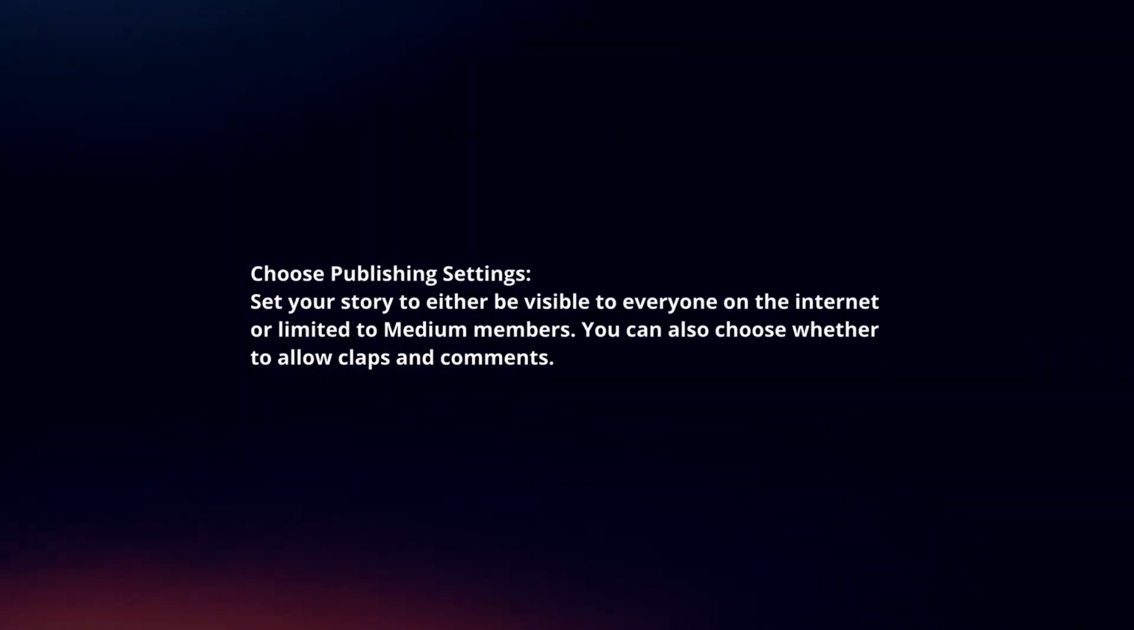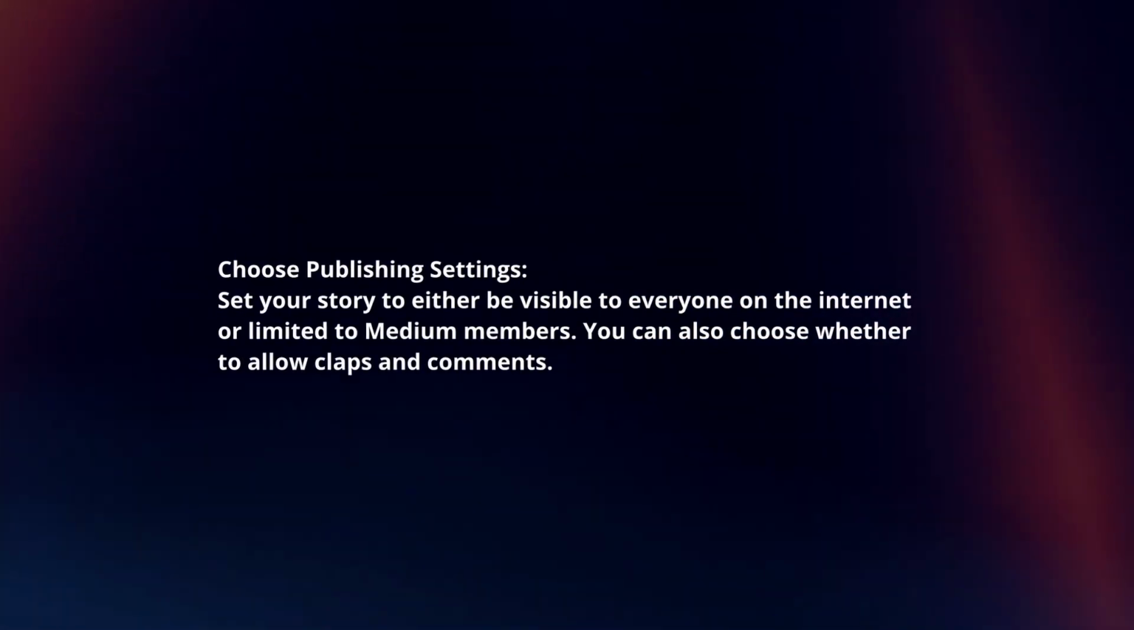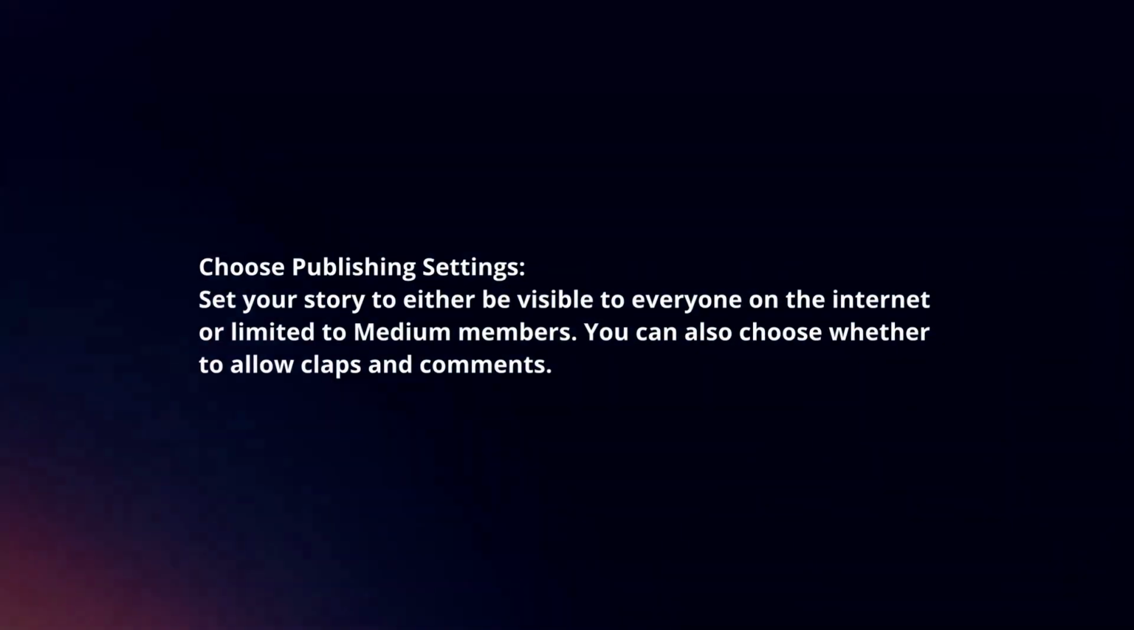Choose publishing settings. Set your story to either be visible to everyone on the internet or limited to Medium members. You can also choose whether to allow claps and comments. Preview and edit. Before publishing, preview your story to ensure everything looks as you want it. Make any necessary edits. Hit publish. Once satisfied, click the publish button to make your article live on Medium.